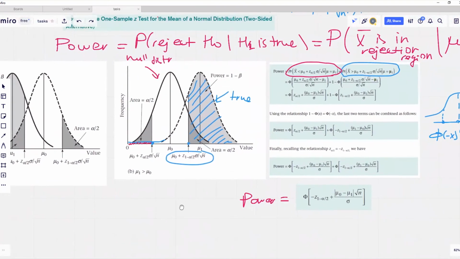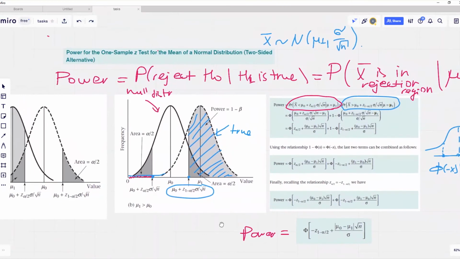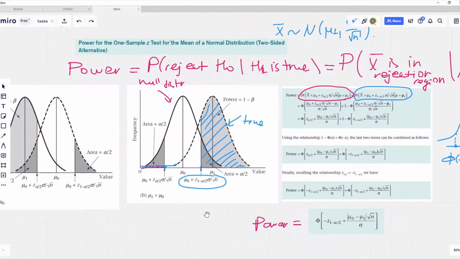Okay, guys. We are not going to see the calculations for one-sided tests, but they are very similar to the derivations that we have done now in calculations of the power of a two-sided test. We even don't have this part here.